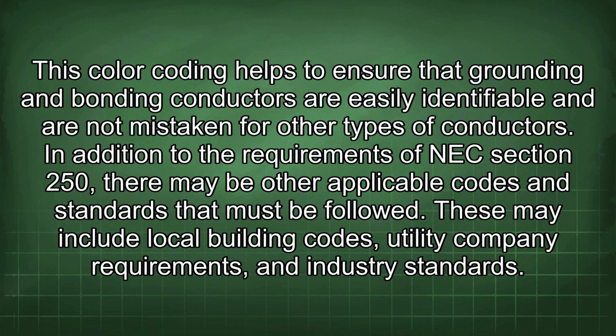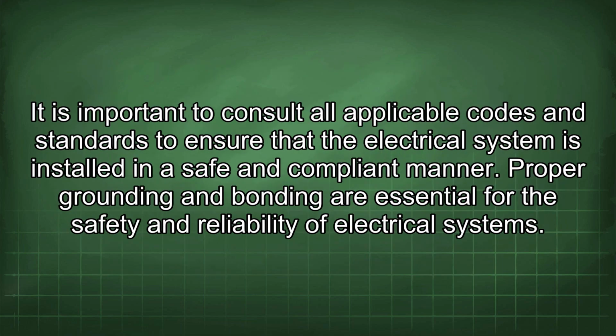In addition to the requirements of NEC Section 250, there may be other applicable codes and standards that must be followed. These may include local building codes, utility company requirements, and industry standards. It is important to consult all applicable codes and standards to ensure that the electrical system is installed in a safe and compliant manner. Proper grounding and bonding are essential for the safety and reliability of electrical systems.